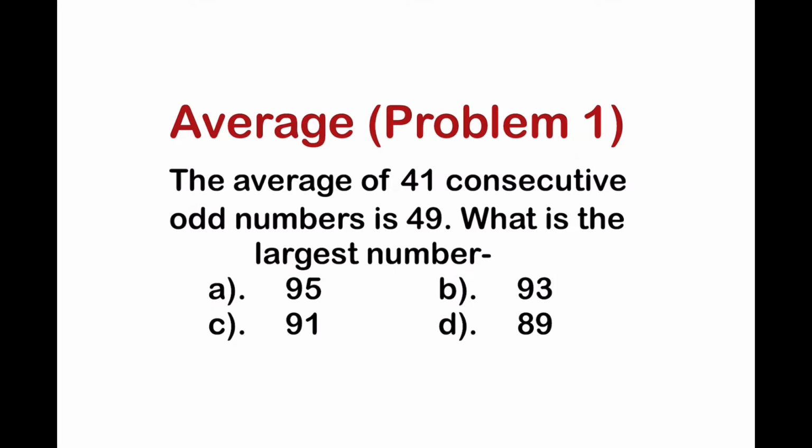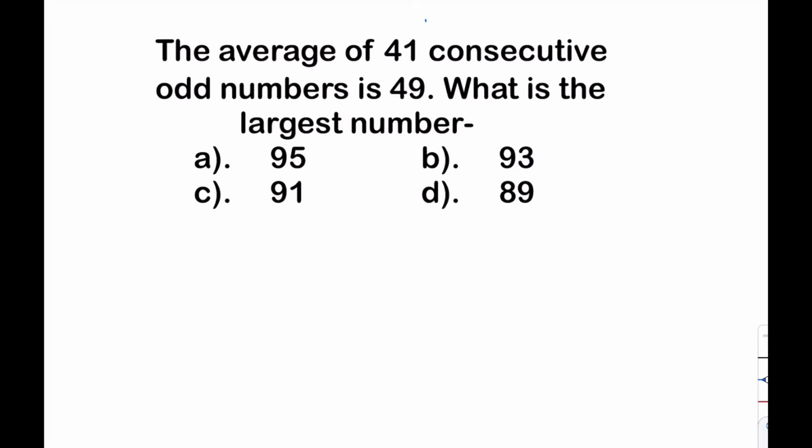Let's start. The average of 41 consecutive odd numbers is 49. What is the largest number? Four options are given: 95, 93, 91 and 89. So here we have given the average of 41 consecutive odd numbers.